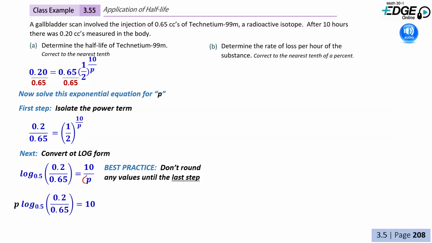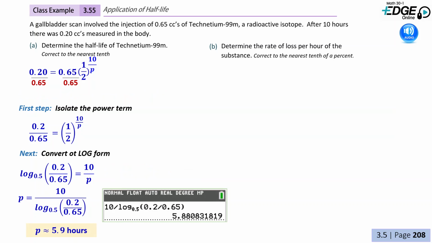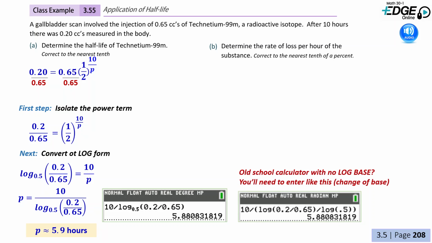Okay, now multiply both sides by P to get P out of the denominator in this case. And then divide both sides by log 0.5 of 0.2 over 0.65. And putting it into your calculator, we get 5.88 approximately, or 5.9 hours. Now, if you have an old school calculator, you'll have to write that as 10 divided by, and then it's log 0.2 over 0.65 divided by log 0.5. That was the base in this case, right? And good practice here, make sure that everything in the denominator was also in brackets. So notice those.